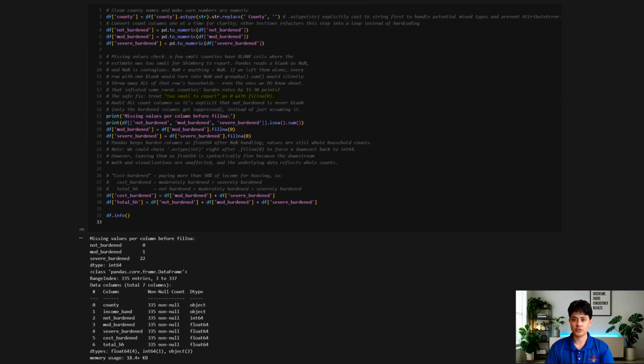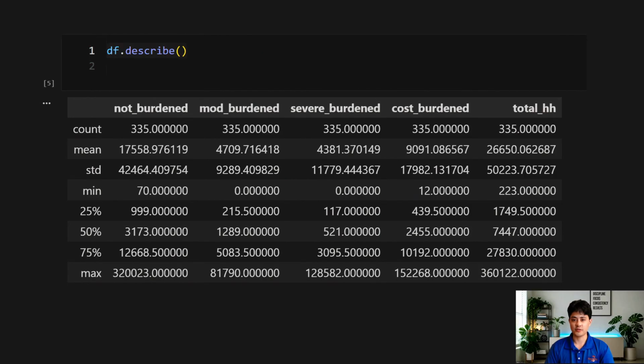I then derive 2 engineered features using vectorized Pandas operations: cost burdened, the sum of moderate and severe burden, and total household, the sum of all households in that band. In cell 5, I call data frame describe to generate a quick statistical summary, verifying the distribution spreads of these newly engineered metrics before changing the shape of the data.